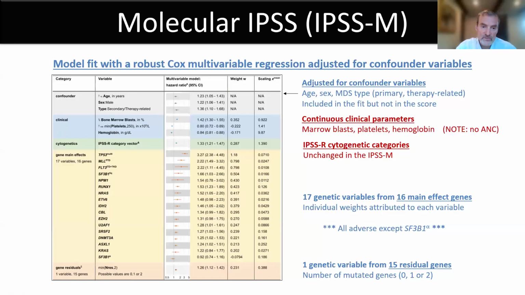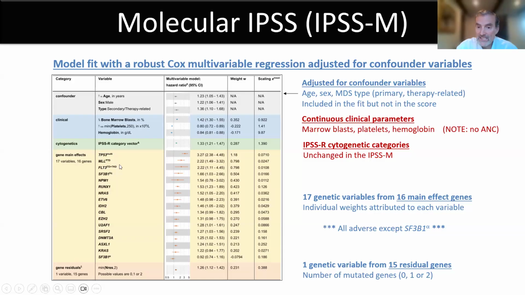So the model is shown here. It's very complicated, and even I don't have this memorized in any way, but it just highlights what it is that we look at. So we consider age, sex, the type of MDS that people have, but the most important factors still remain how many blasts are in the bone marrow, very important to know. What are the platelets and the hemoglobin doing? It turns out that the neutrophils become less important once you know all the different genetic mutations. And then what genes are mutated?